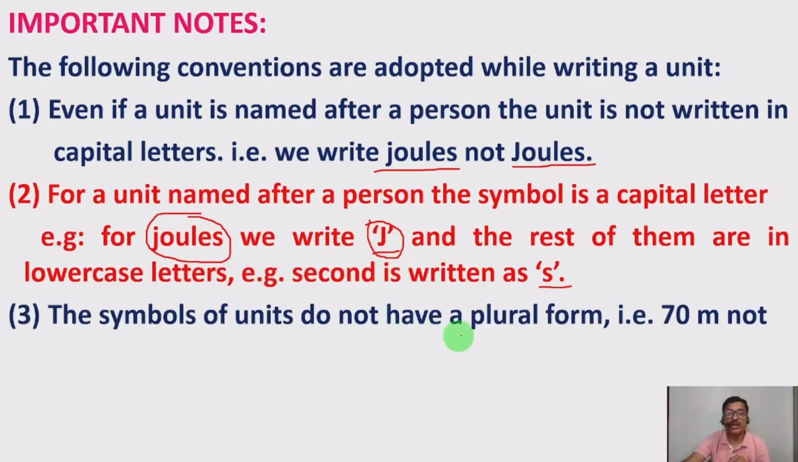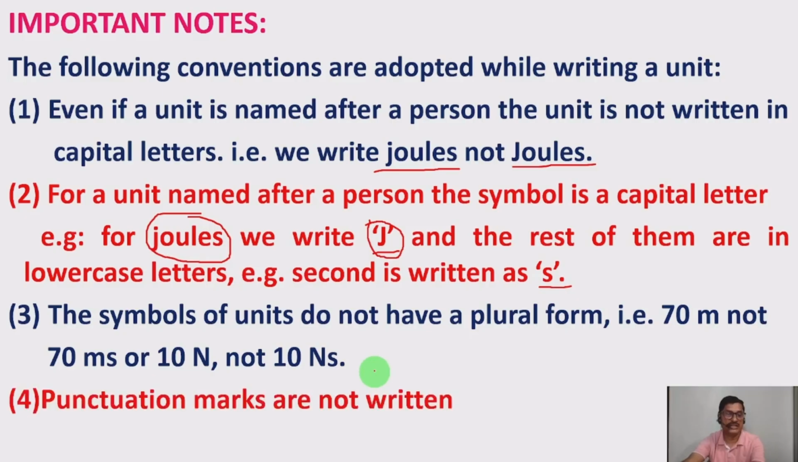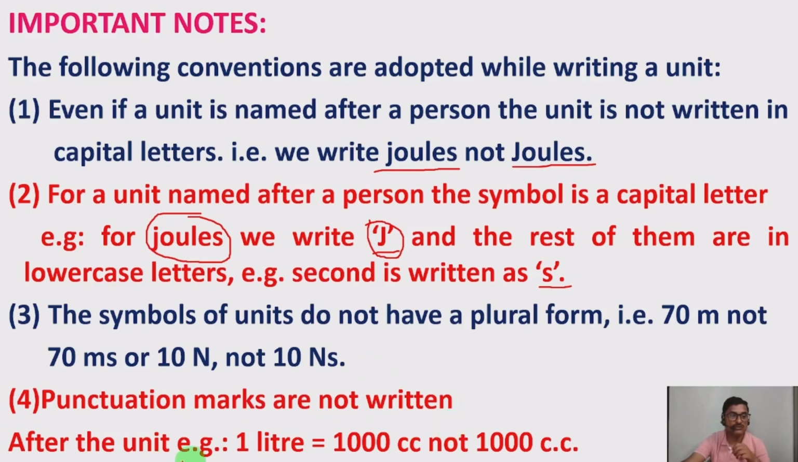The symbols of units do not have the plural form, that is 70 m, not 70 ms, or 10 N, not 10 Ns. Those do not have plurals, only a single unit we need to mention. Fourth, punctuation marks are not written after the unit. Example, 1 liter equal to 1000 cc, 1000 cubic centimeter. This cc cannot be written as c.c. We need to write cc continuously.